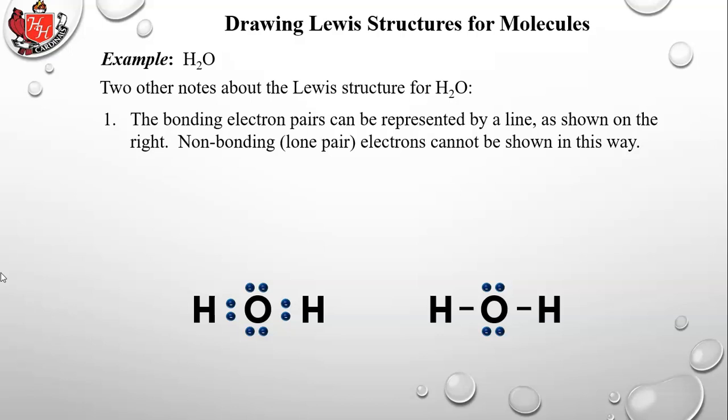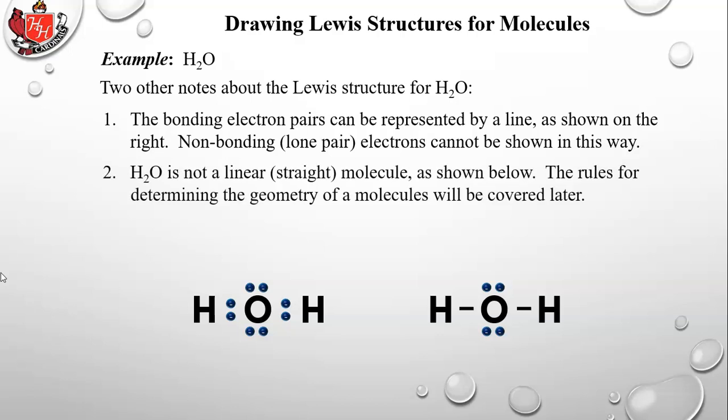In fact, oftentimes when you use the straight line notation that you see on the right, you do not show the lone pair electrons. It would simply be an H, line, O, line, H, and you wouldn't show those 2 lone pairs. You can do it either way. Two, water is not a straight linear molecule as shown below. The rules for determining the geometry of molecules will be covered later.